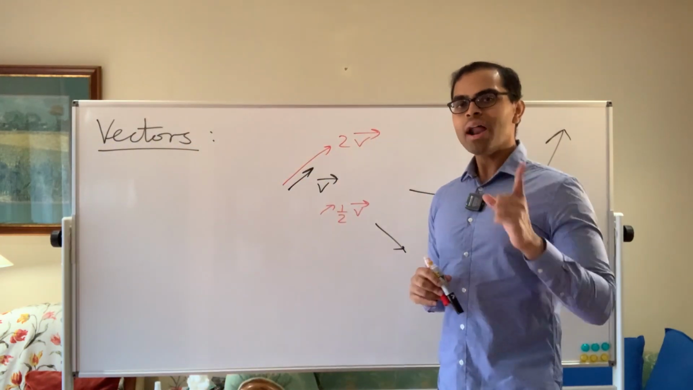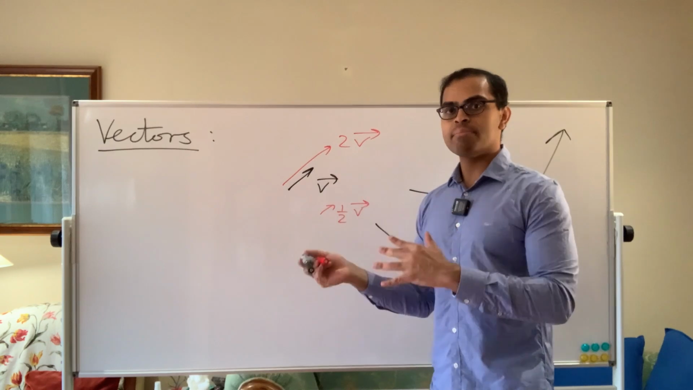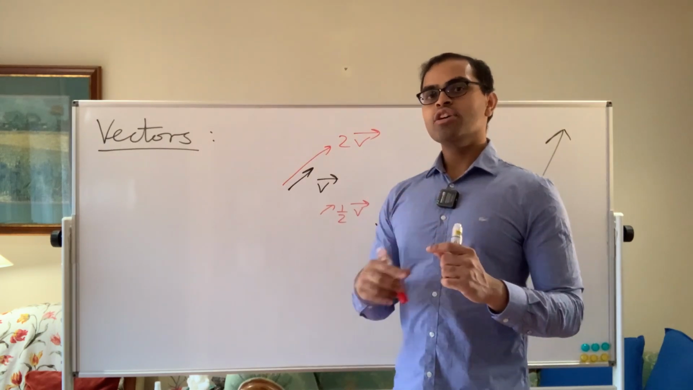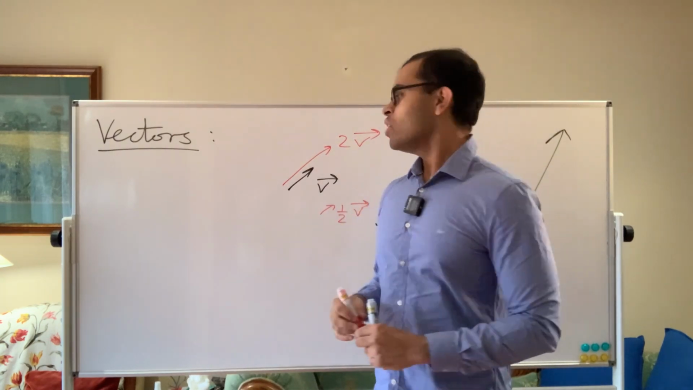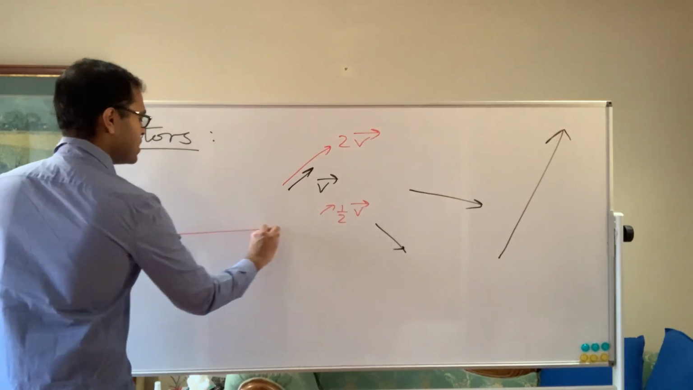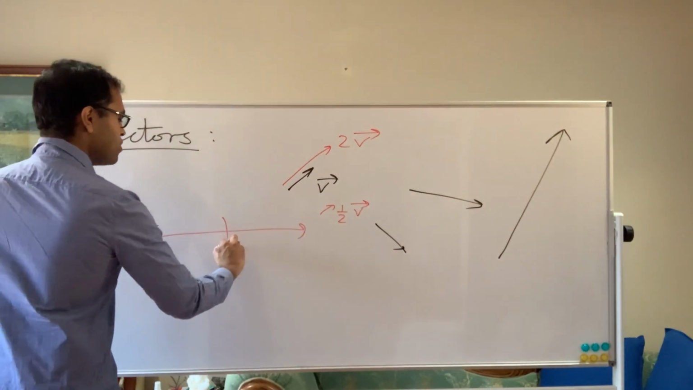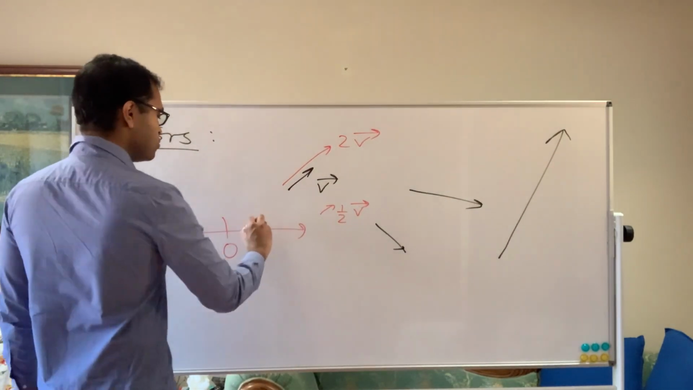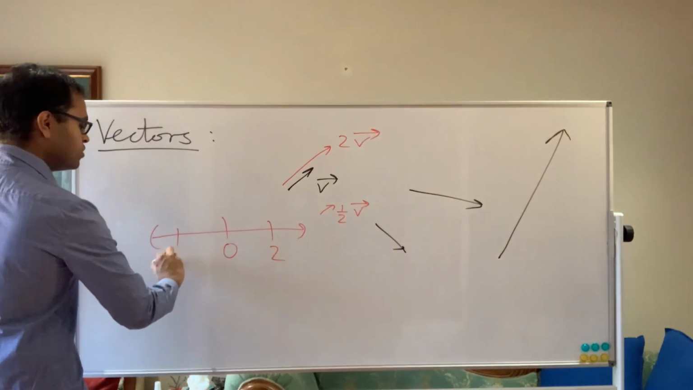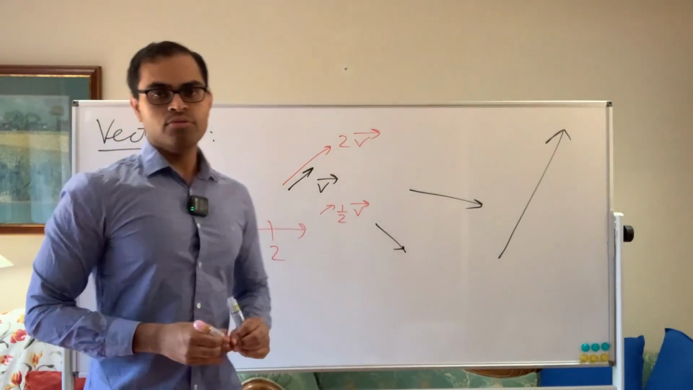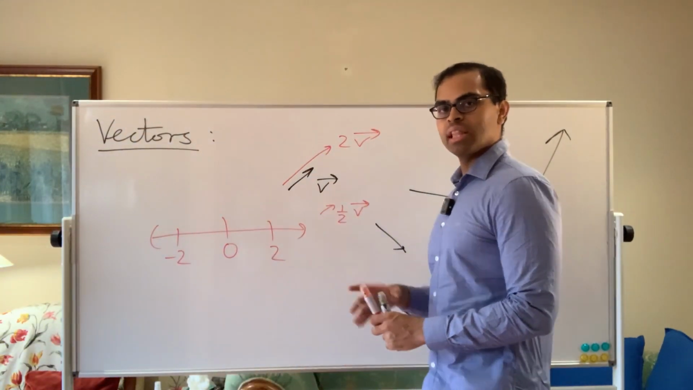Now what happens if you multiply a negative number by a vector? In that case, you flip the direction of the vector. We already understand this in the case of the number line. If you have the number line here and you draw a number like 2, negative 2 is in the opposite direction. 2 is to the right of 0, negative 2 is to the left of 0.